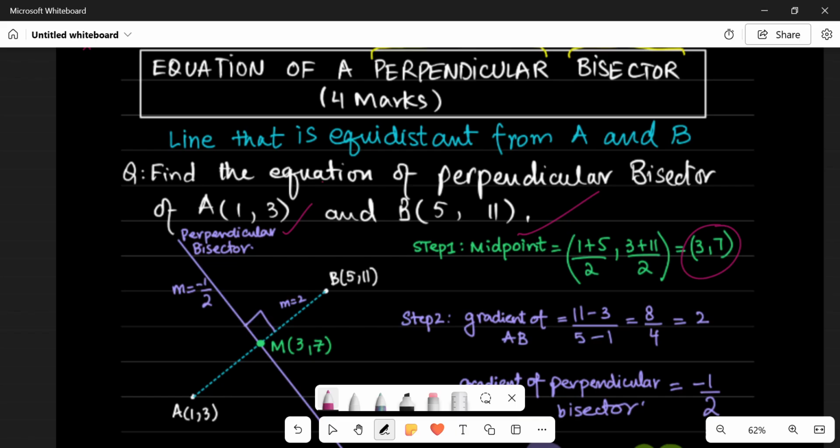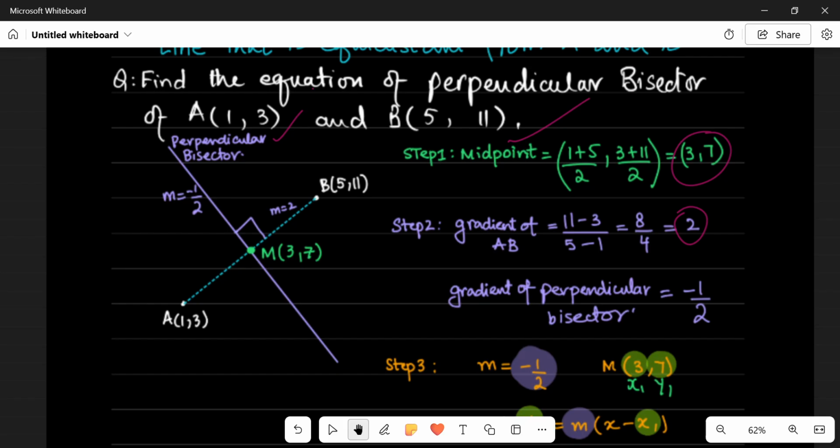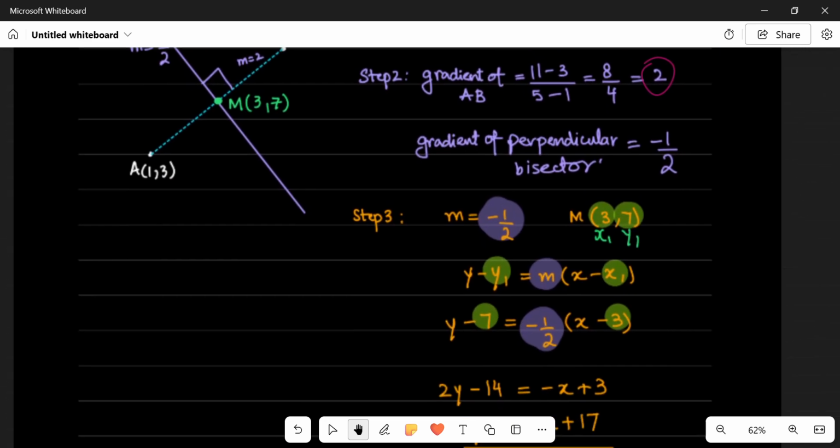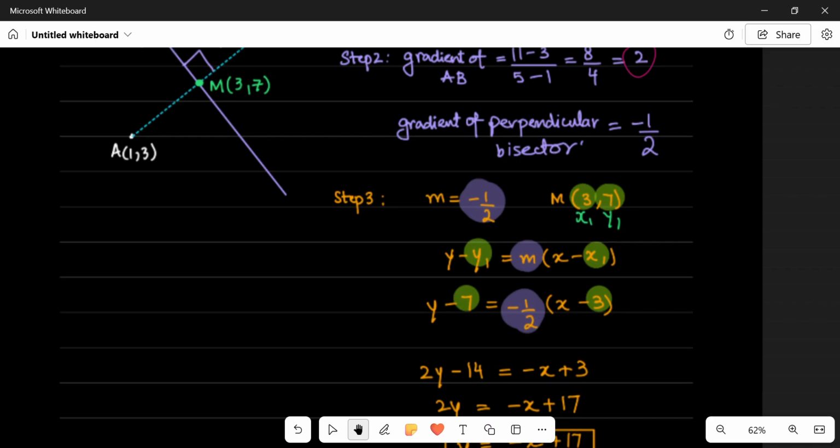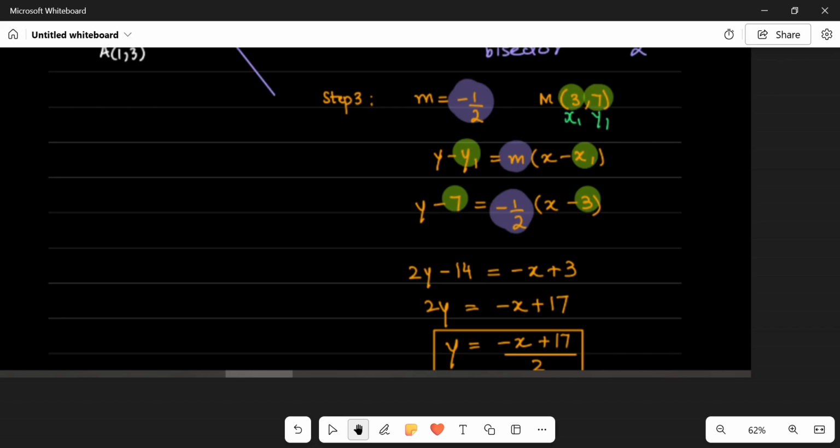Step number 2: the gradient of AB. After finding the gradient of AB, what is the gradient of a perpendicular bisector? You need to reverse it: reverse the sign and reverse the numbers. So 1 over 1 gives you minus 1. Step number 3: the gradient m is given, and the midpoint is given, which is x1 and y1. I took this formula, the second method, substitute the values, and then find out the y value.